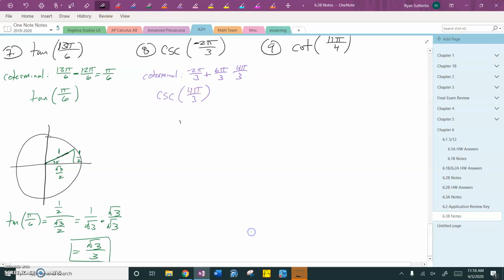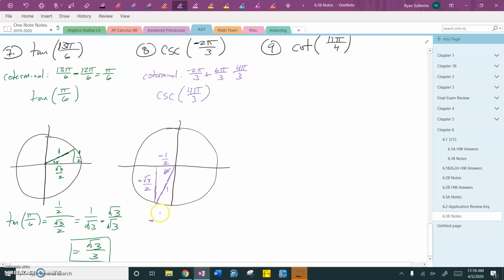So I will draw my circle. Again, you could refer to the circle above if you want the one that we've completed already. Pi divided by 3, 180 divided by 3 is 60. 60 times 4 is 240. That puts my angle right here, where this is a 60-degree reference angle. So both of these are negative, so negative root 3 over 2 and negative 1/2. So cosecant's the reciprocal of sine. So I've got the reciprocal of root 3 over 2, so negative 2 over root 3, rationalize, and I get negative 2 root 3 over 3.